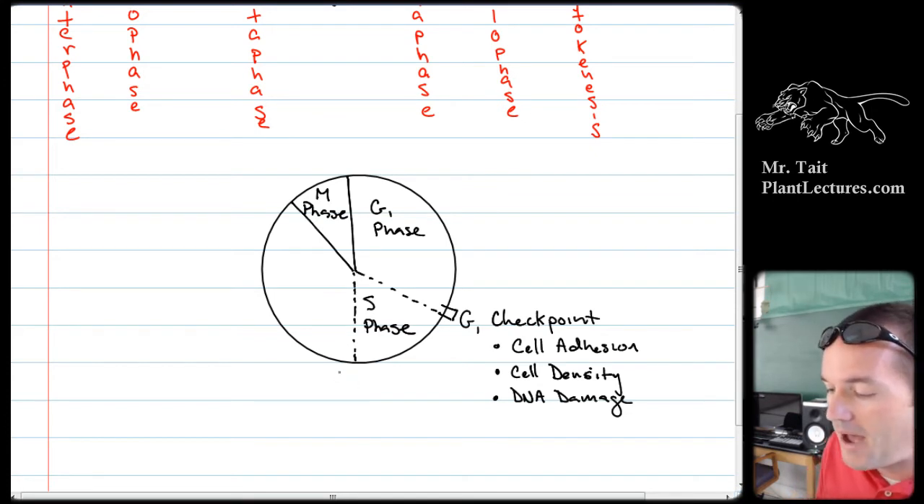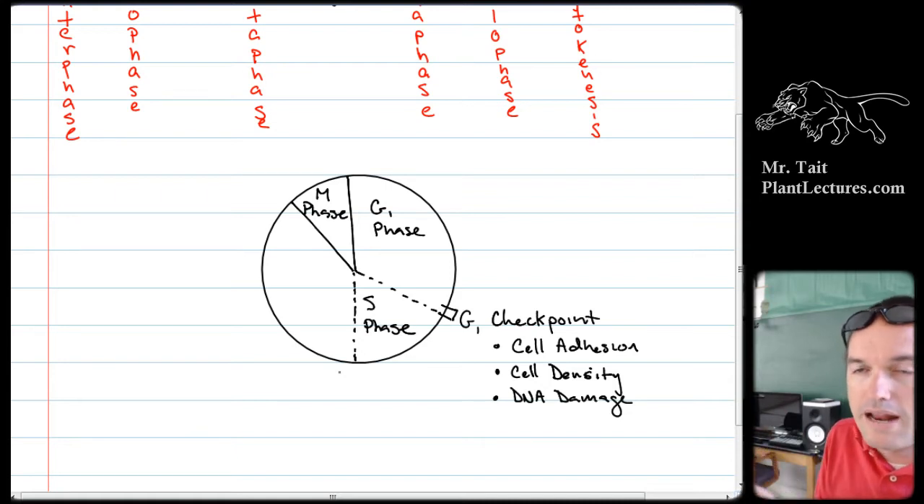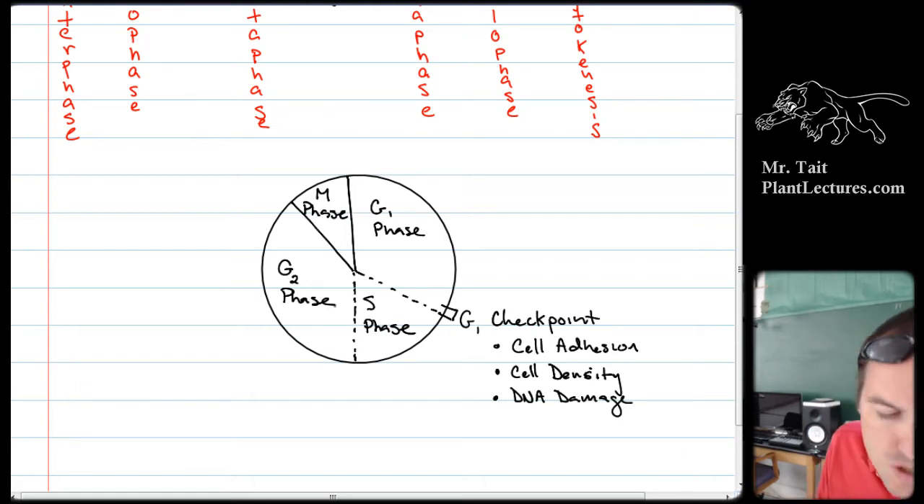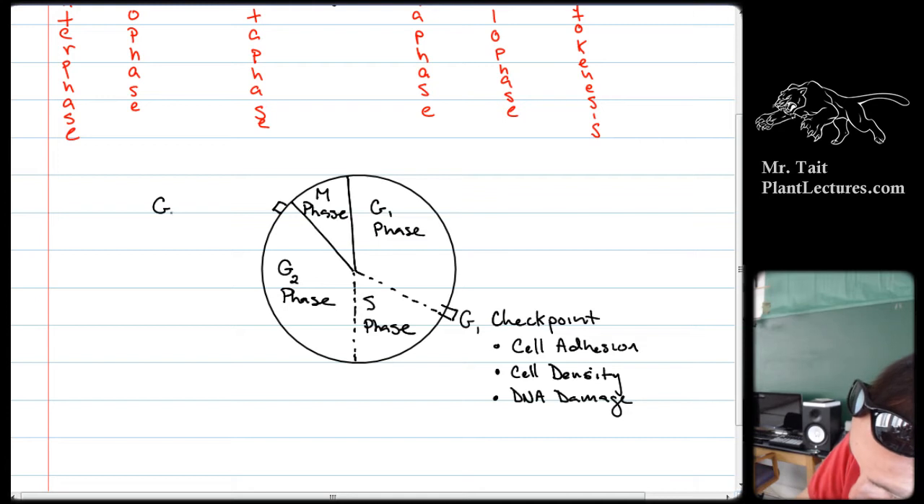And then after S phase, there's another sort of little checkpoint, right? And then it moves on into G2 phase. Okay, and during G2 phase, there's another regulation point, another spot here. Okay, that's called G2 checkpoint.